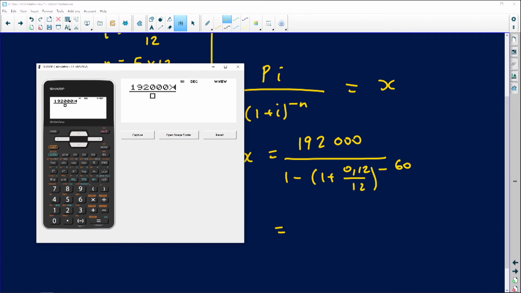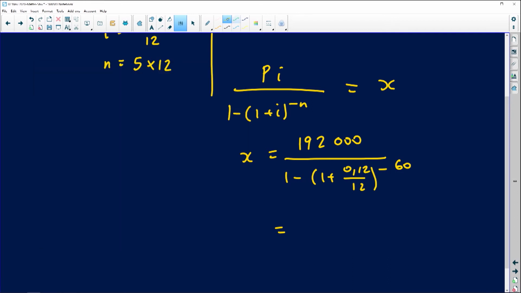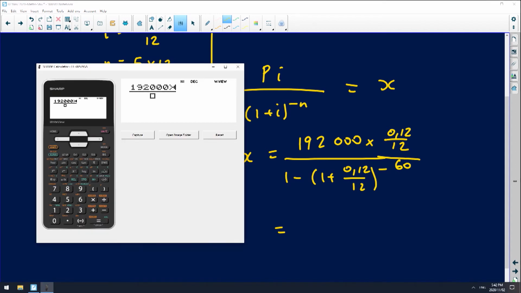192,000 times I, okay, because it's Pi. P times I, which is 0.12 over 12. Make sure that you don't make any mistakes. Okay, cool. So Pi, it's P times I. My I is just going to be 0.12 divided by 12. I like keeping it with those over 12s because I keep looking at my answer and then it tells me that I am doing the right thing because I can see that I divided my interest by 12. If I see that, then it actually puts me at ease because I can see I'm actually doing the right things.